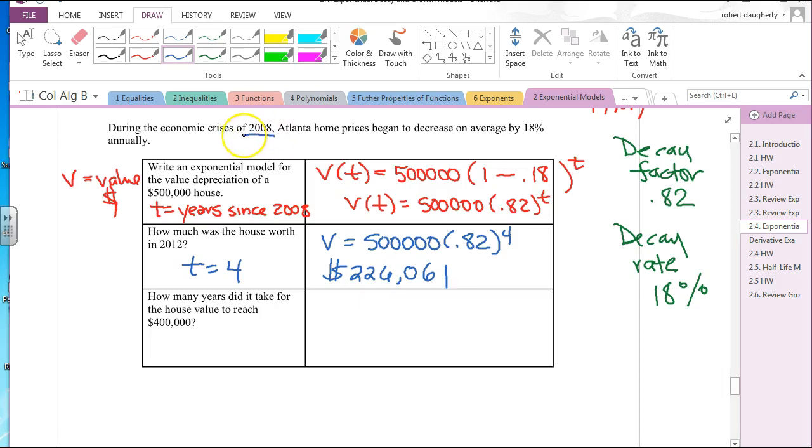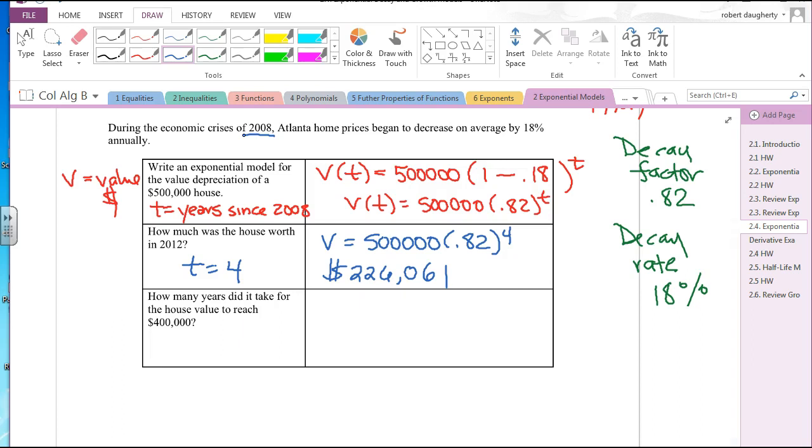But the thing is, do you think that model is still in play? Are houses still going down by 18% per year? No, the economy is better. So this was short-lived. This model really had a short shelf life. You wouldn't expect to use this model and say, what would the house be like 50 years from now? This data was too rapid, too time constrained.